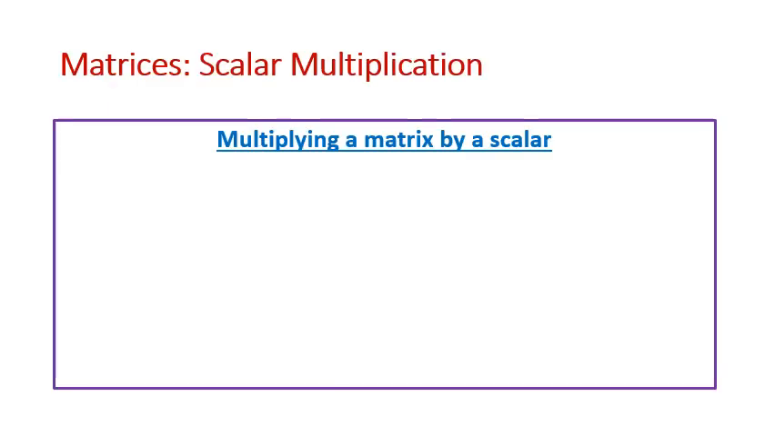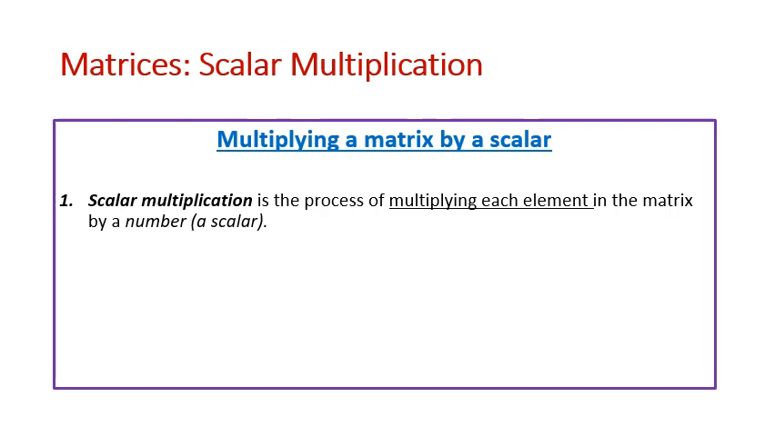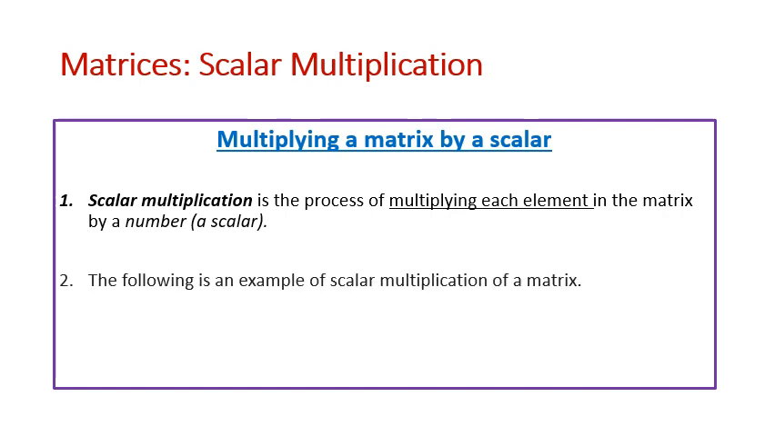So in your workbook, I want you to write down this heading, multiplying a matrix by a scalar, and we're going to put in a couple of definitions. First is that a scalar multiplication is the process of multiplying each element in the matrix by a number. And I've put in bracket there, a scalar. So I think it's best explained by the following example, which I've got in point 2.